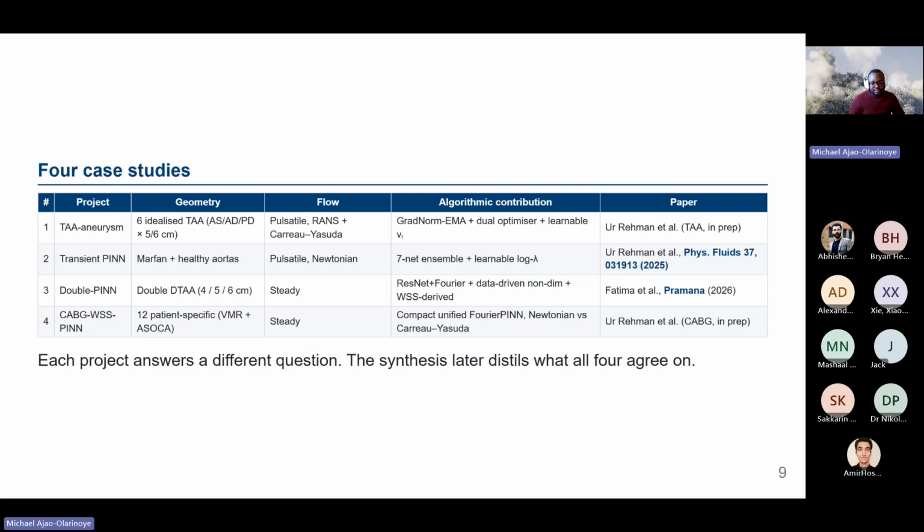And for the grafts, CABG PINNs, we had 12 specific patient datasets at 2 diameter centimeters.